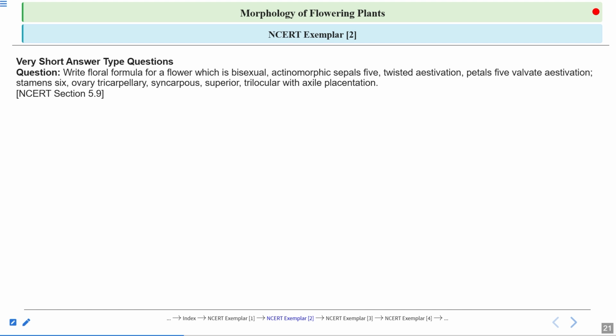Next question. Write the floral formula for a flower which is bisexual, actinomorphic, sepals 5, twisted aestivation, petals 5, valvate aestivation, stamens 6, ovary tricarpellary, syncarpous, superior ovary, trilocular with axile placentation. So they have given you the condition. Now you have to write the floral formula, right? Let us see the answer.